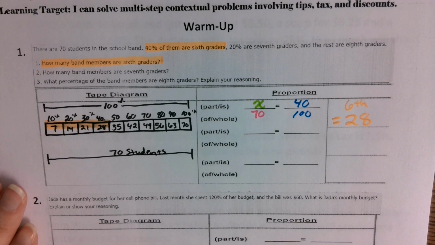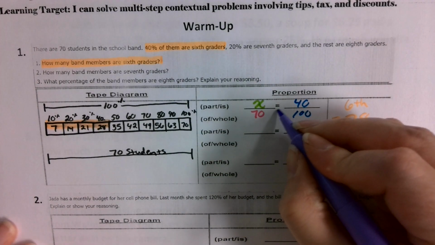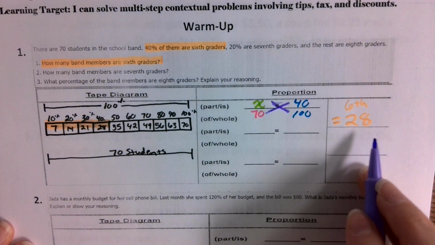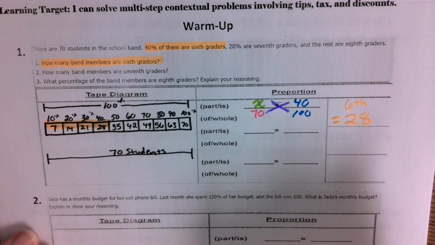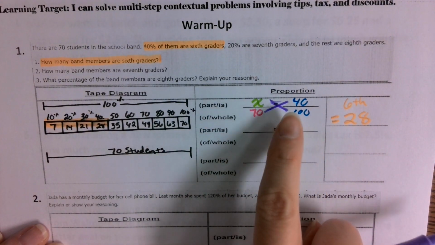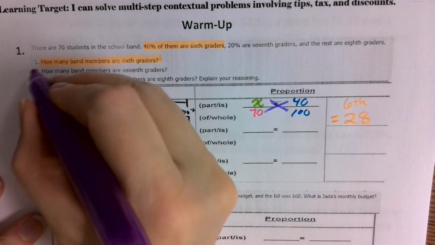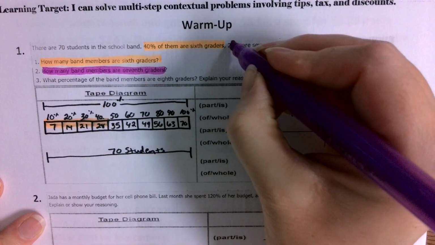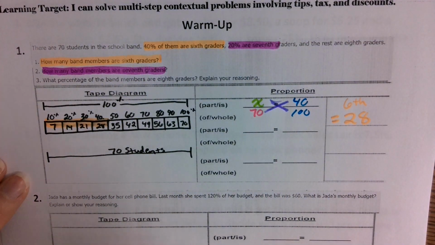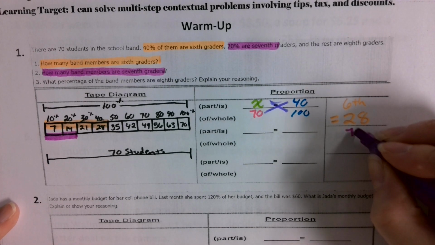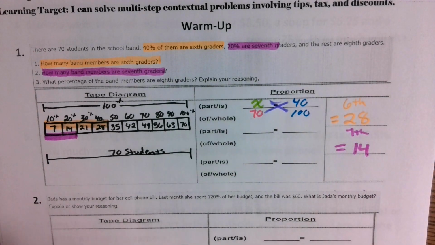Okay. Then all we would have to do is our cross product. We would multiply 70 times 40 and then divide it by 100. We would still get 28. So it doesn't matter whether you do the tape diagram or you do a proportion, both answers will come out to 28. My second question wants to know the number of 7th graders. 7th grade is 20%. So if I highlight only 20%, how many students represents 20%? 14. So for 7th grade, I'm going to get 14 students.